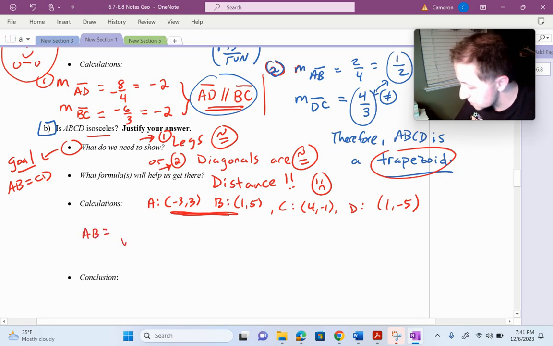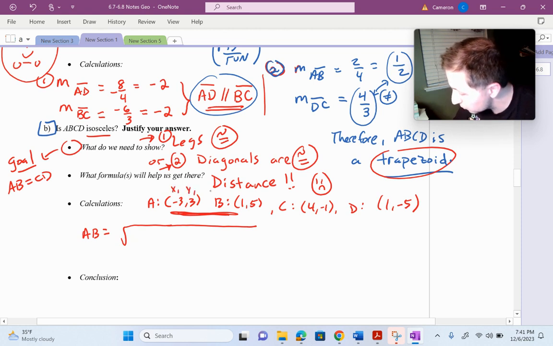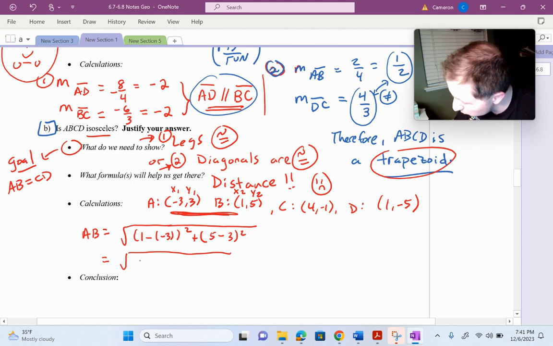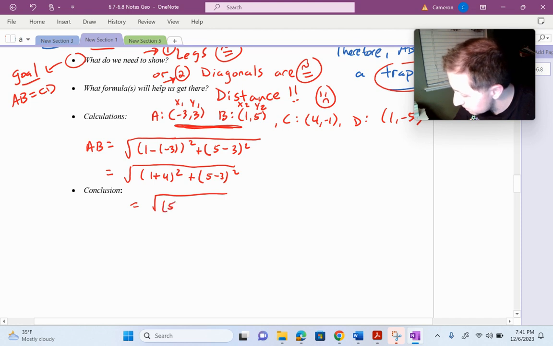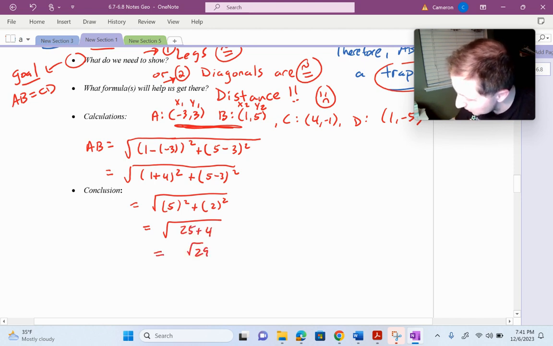I'm going to calculate the distance from A to B, the length of AB. So I'm going to have x2 minus x1 squared. So x1, y1, x2, y2. 1 minus negative 3 squared plus y2 minus y1 squared. 5 minus 3 squared would be, this would be 1 plus 4 squared plus 5 minus 3 squared. I'm going to keep going. This gives me 5 squared plus 2 squared. So I get 25 plus 4, which is rad 29.